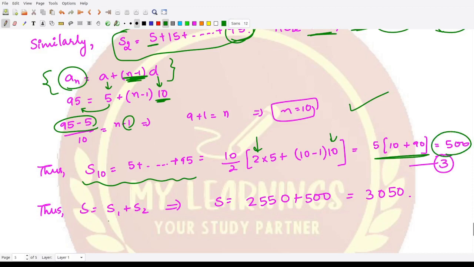Now we have calculated S1 to be 2550 and S2 to be 500. You can add them both so that you would have the answer as 3050, and this is what we wanted to calculate here.